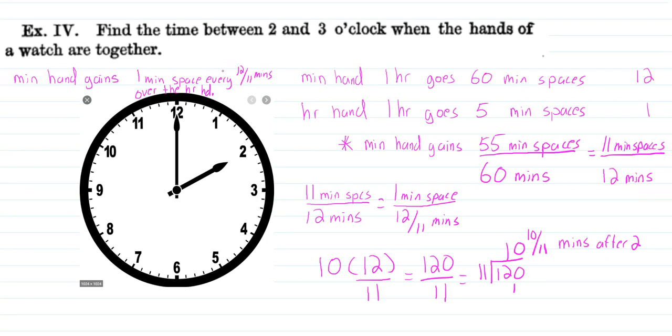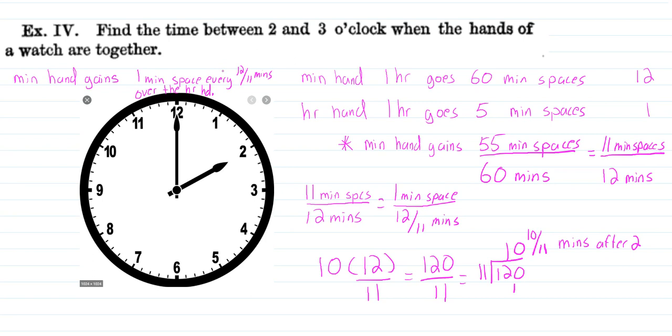Now, if it were 3 o'clock and the question was when will the hands meet? Well, I want the minute hand to gain 15 minute spaces over the hour hand. So I would say 15 times 12 over 11. At 4 o'clock, I would say 20 times 12 over 11.